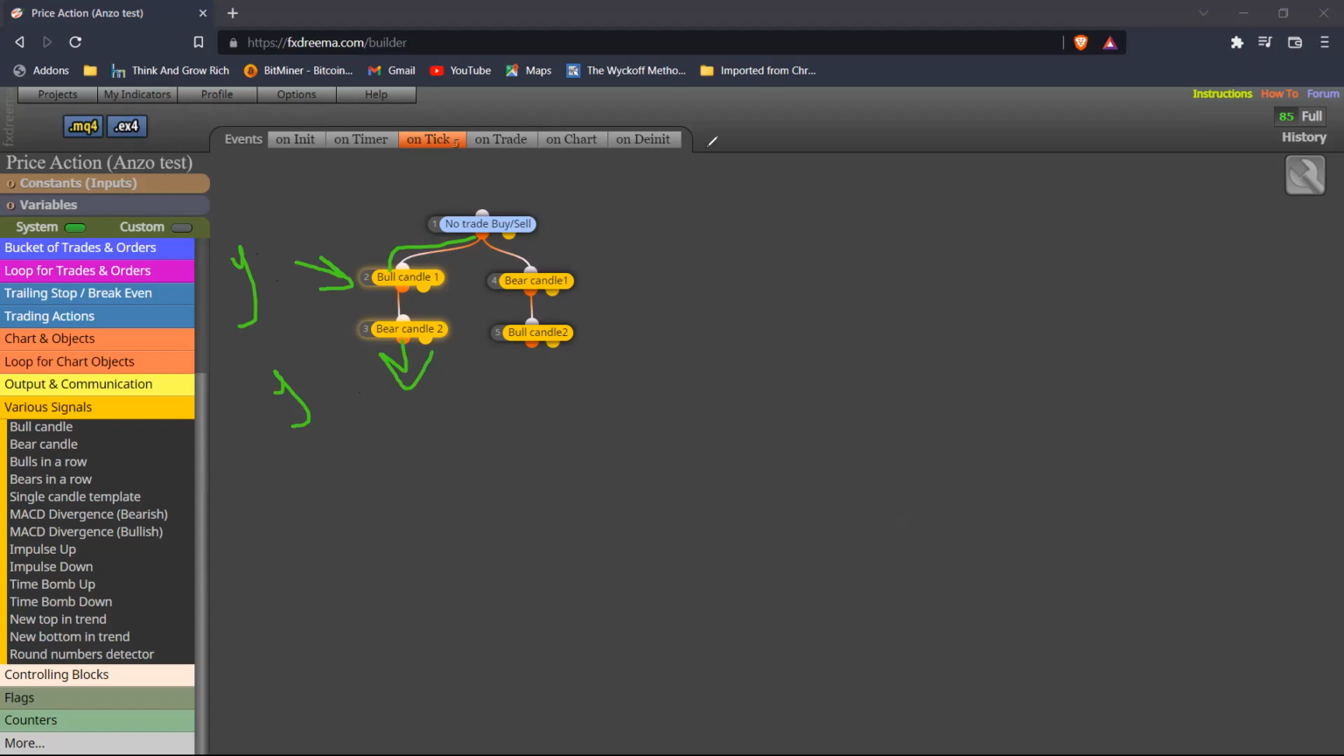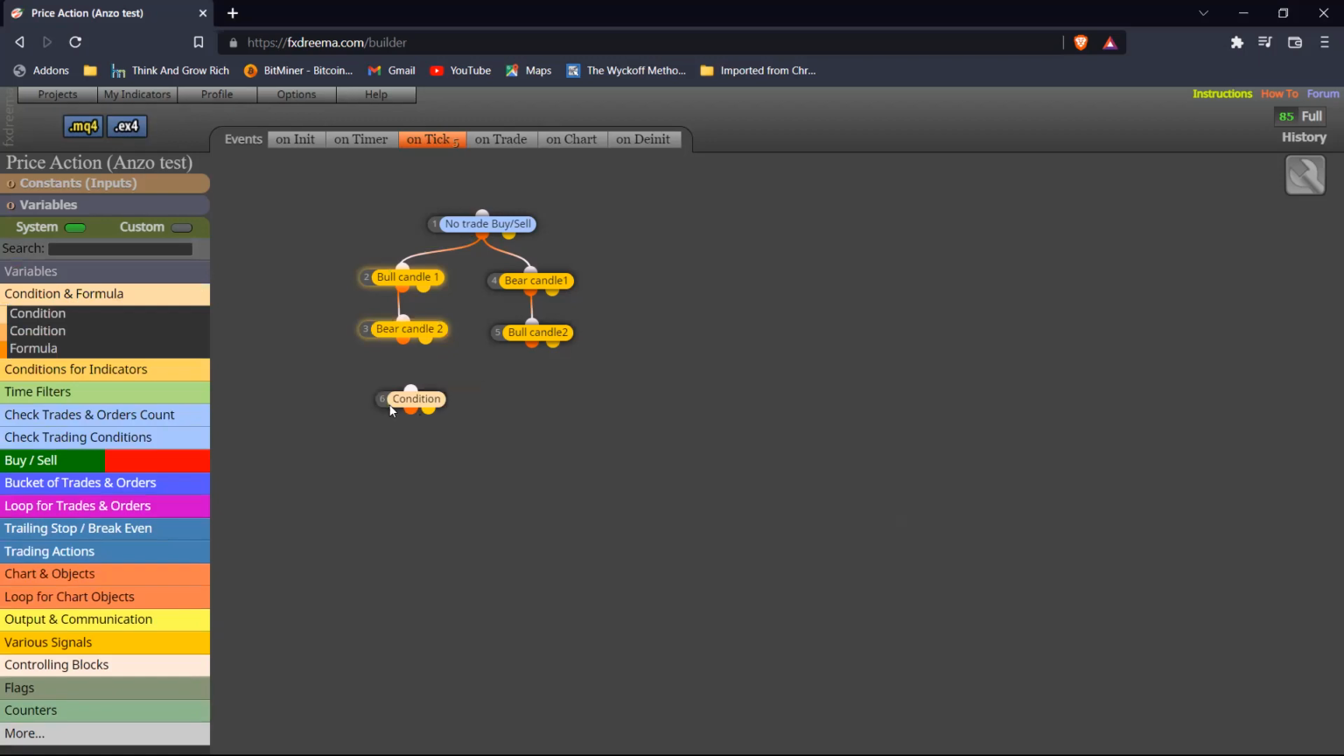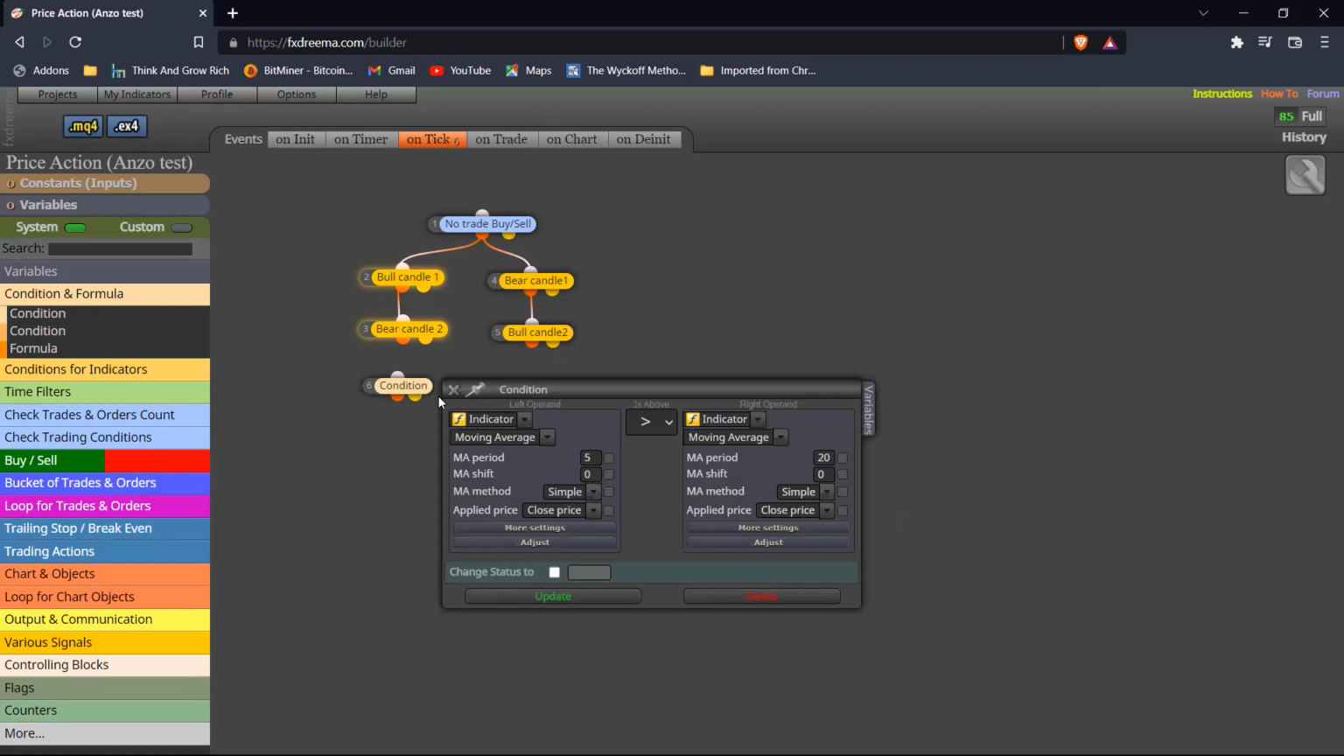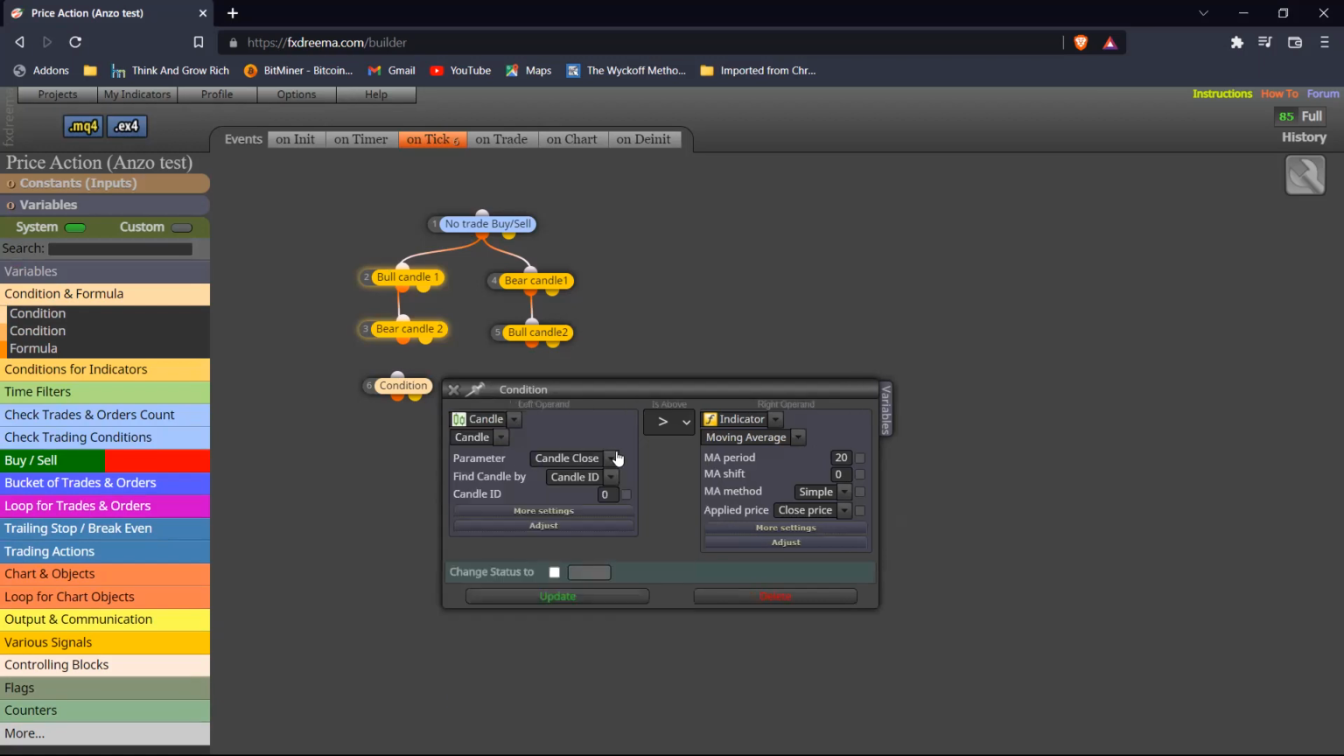So what will be the next point? Well, this is where we'll put in a little bit of creativity. We'll come to conditions, pick out the conditions and simply set the parameter. So what are we trying to do? We need to compare candle 1 and candle 2, compare their close prices. Instead of using an indicator here, we'll just compare candles. We'll compare the close of candle 1, so this candle 1 has to be bigger.